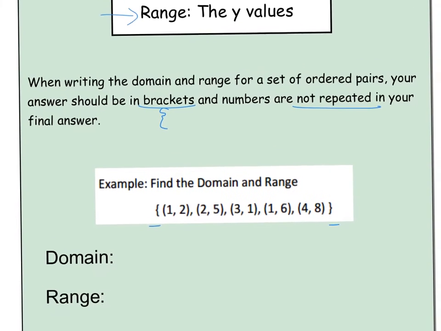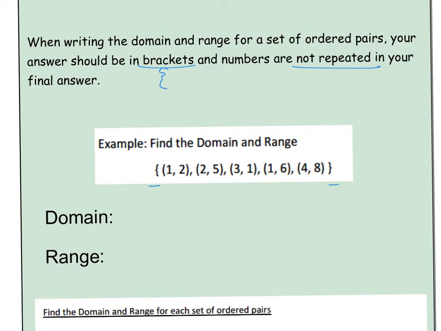So if I were to ask you to find the domain and range of this set of data, you need to again know that in ordered pairs goes x and then y. So each of these first numbers in each ordered pair is x, and that second number there is your y. So I'm going to list my domain first. I'm going to make my bracket.